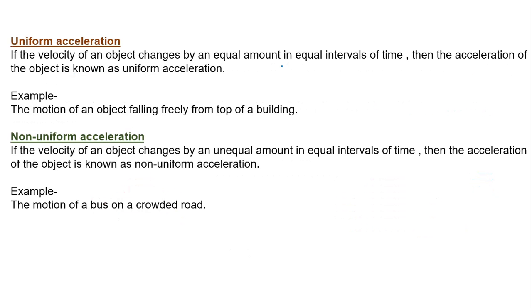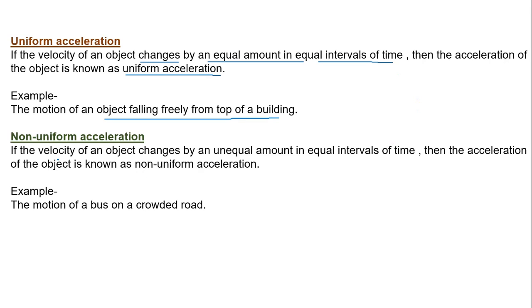Uniform acceleration. If the velocity of an object changes by equal amount in equal interval of time, then the acceleration will be uniform acceleration. For example, an object falling from the top of the building. In this case, the change in velocity is equal in equal interval of time.